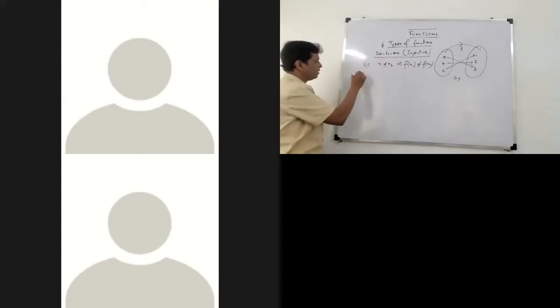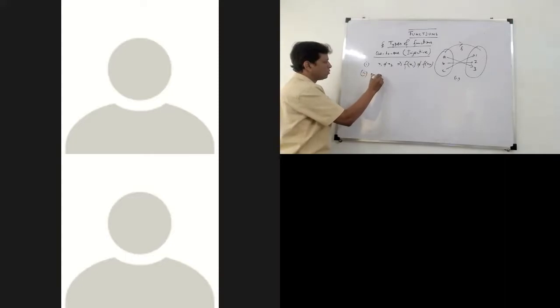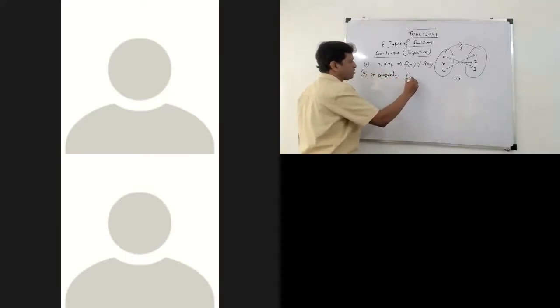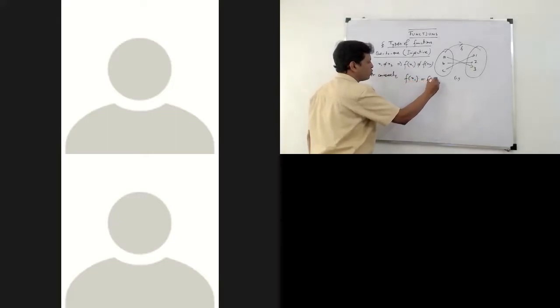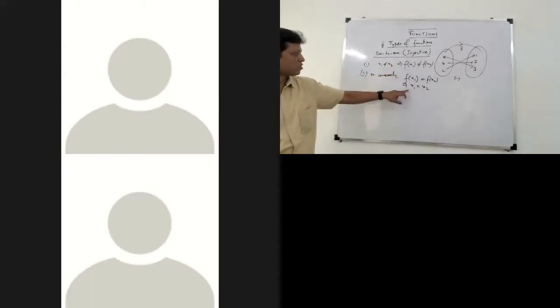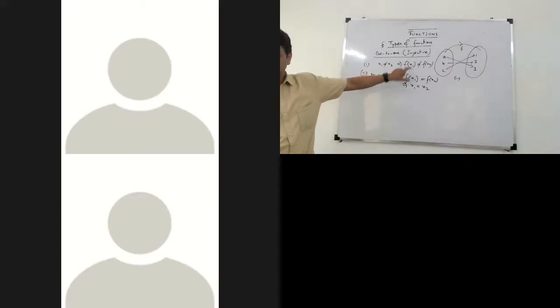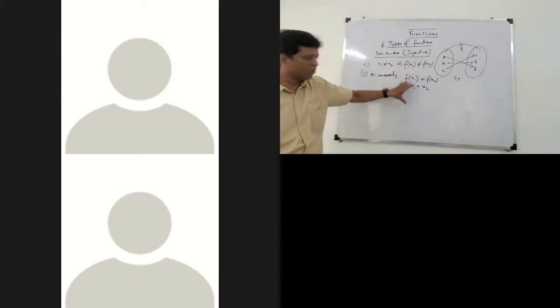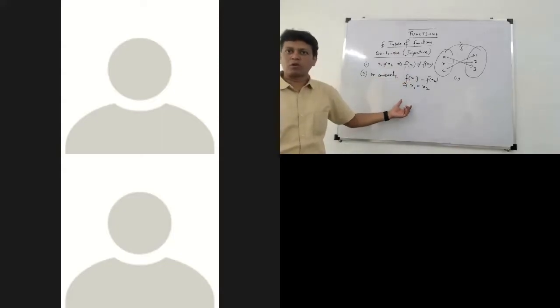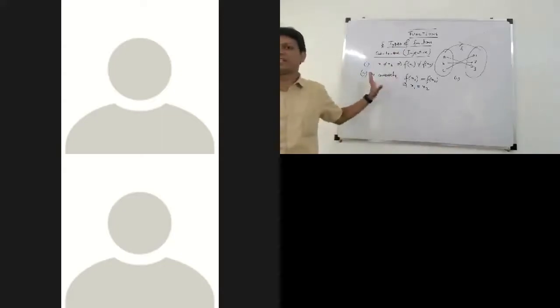Or conversely, number 2. If f(x1) equal to f(x2) implies x1 equal to x2, then the function is one-to-one. This is the converse of the previous statement. If you can show in a problem that f(x1) equal to f(x2) implies x1 equal to x2, then the function is one-to-one. Mathematically, that will be proved.